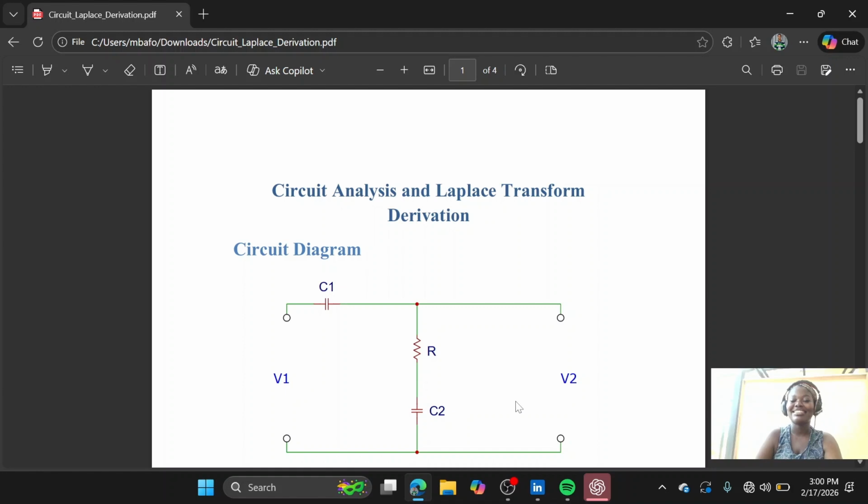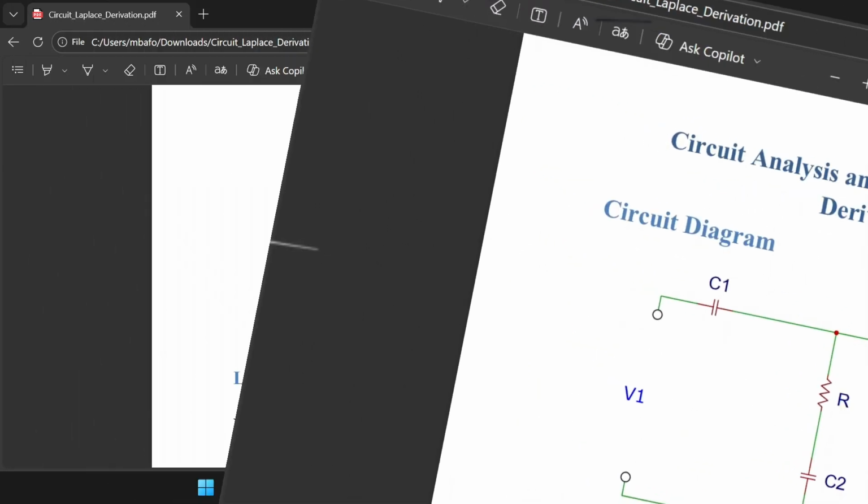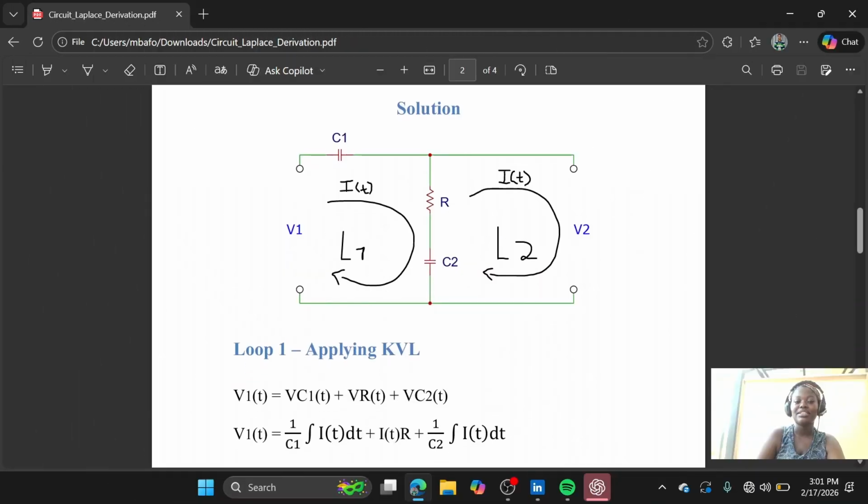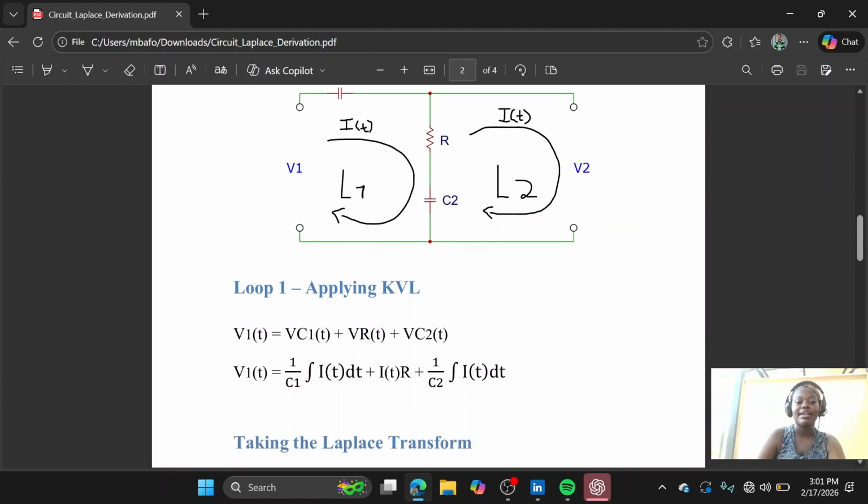Hi, my name is Zipporah Apiakubi, and today I am presenting on circuit analysis and Laplace transform derivation using the circuit diagram given. To solve this, we can use Kirchhoff's voltage loops, this being our first loop and this being our second loop. Applying KVL, V1 equals the voltage drop across this capacitor, this resistor, and this second capacitor. We represent that mathematically by writing V1 of t equals this.